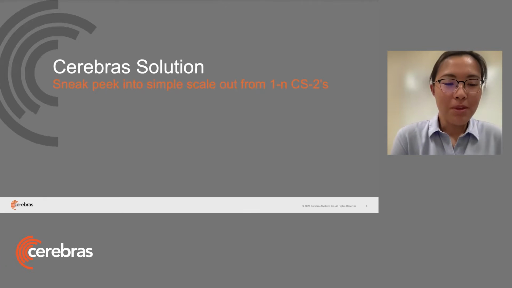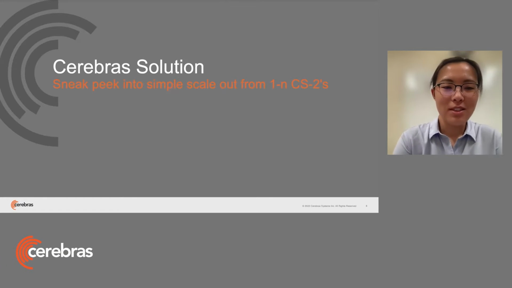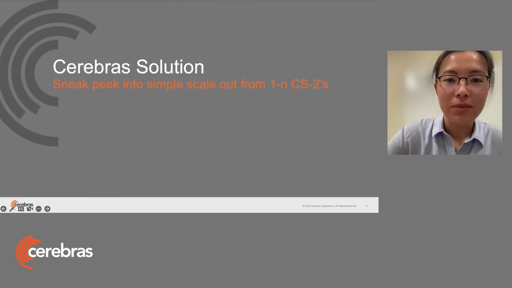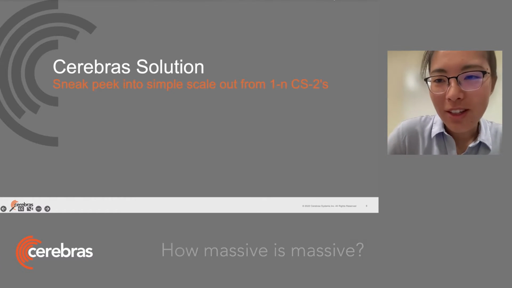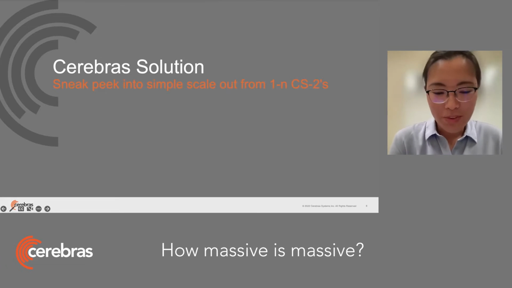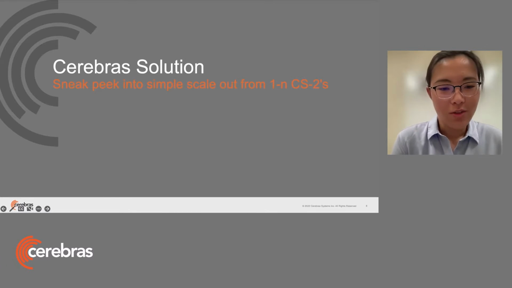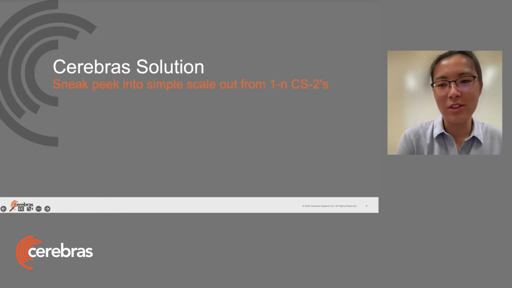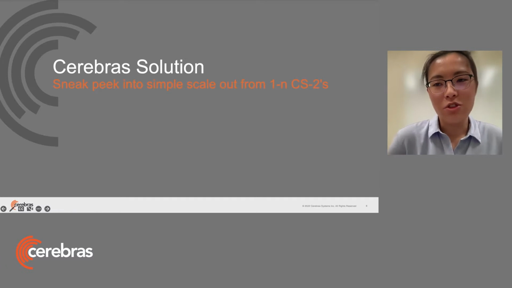To tackle this problem, Cerebras actually offers a very elegant solution. Today, we'll take a sneak peek into... okay, Alfred has a question. How massive is massive? Think about if you want to run GPT-style billions of parameters, it would be very hard for you. You have to run these parallel methods on GPU clusters, and you have to think about different parameters, how you maneuver between the compute you have. So that's a lot of choices to make.